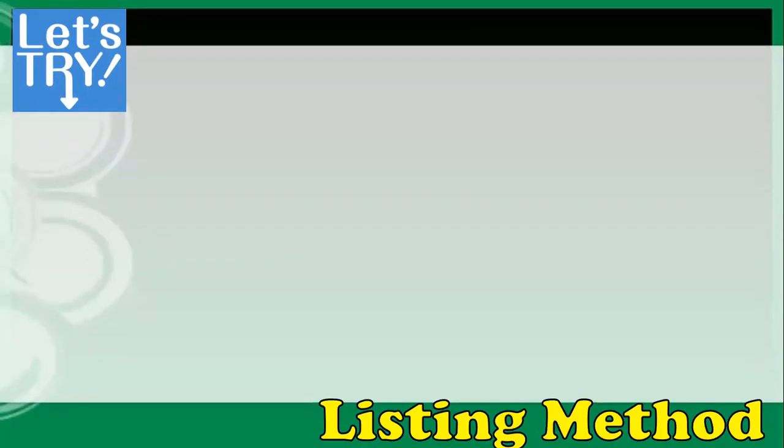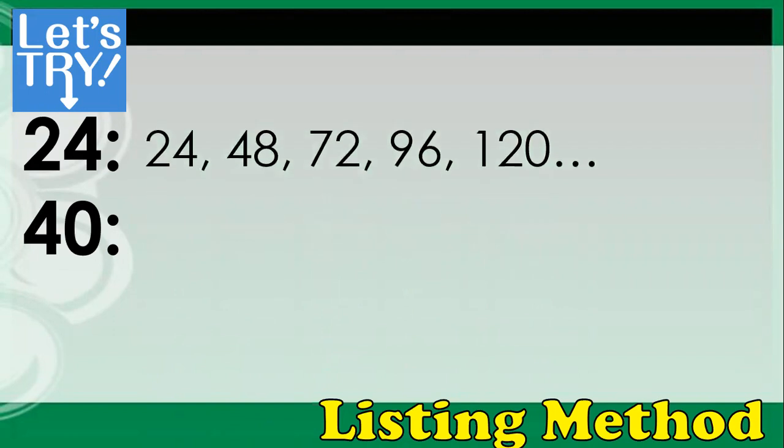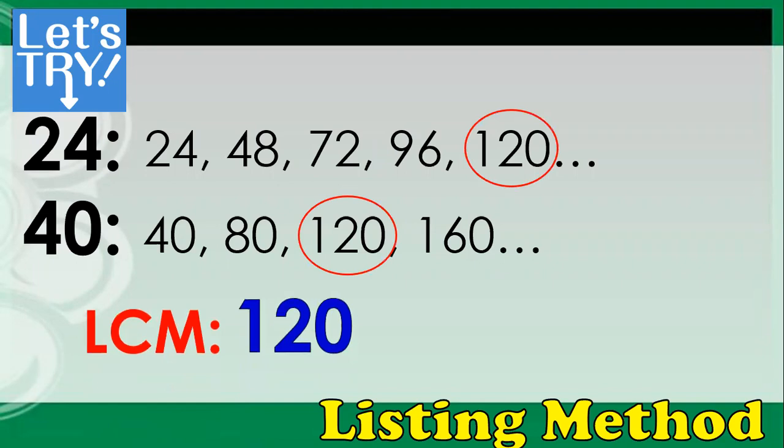Okay, another one, we're going to try this one. What is the least common multiple of 24 and 40? We use the listing method, so the multiples of 24 are 24, 48, 72, 96, 120, and so on. How about 40? The multiples of 40 are 40, 80, 120, 160, and so on. As you can see, the least common multiple of 24 and 40 is 120.